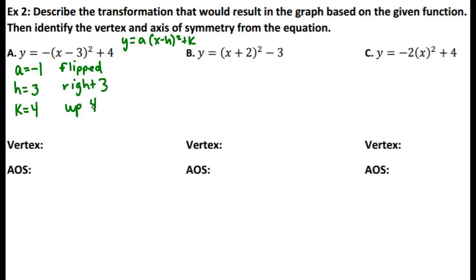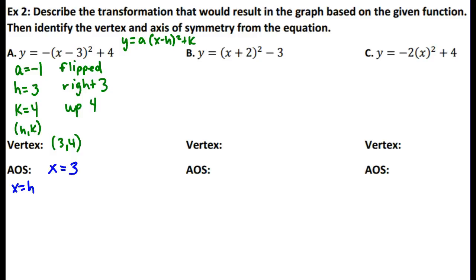So my vertex, remember, vertex is h, k. So my vertex is at 3, 4. And remember that your axis of symmetry is the line x equals h. So since h is 3 here, my axis of symmetry is going to be x equals 3.